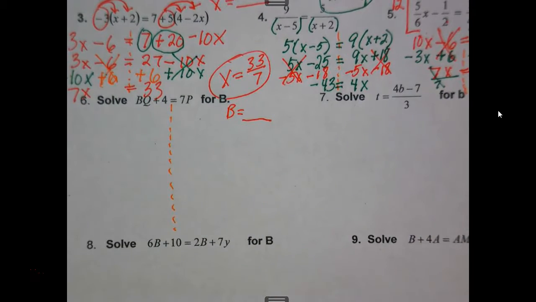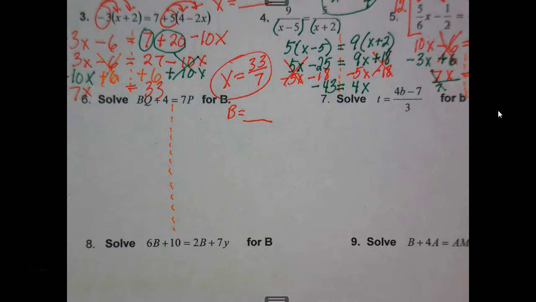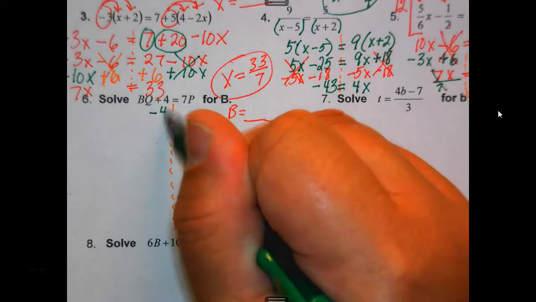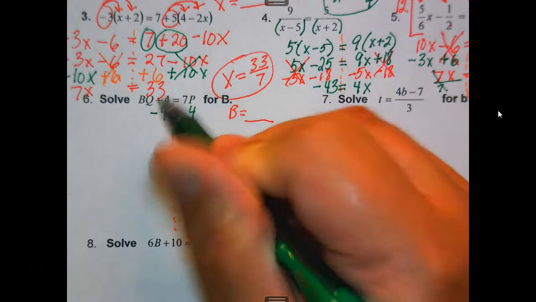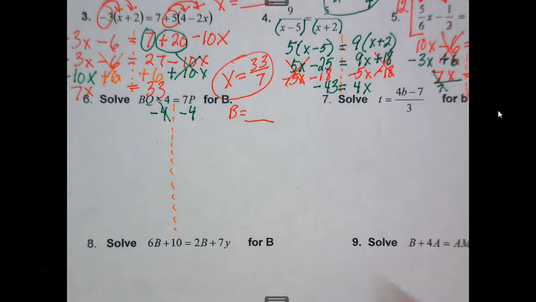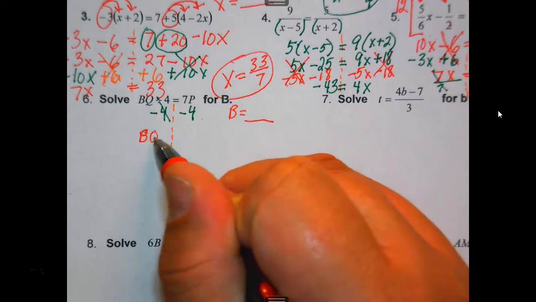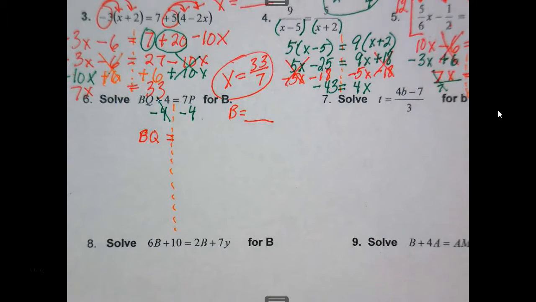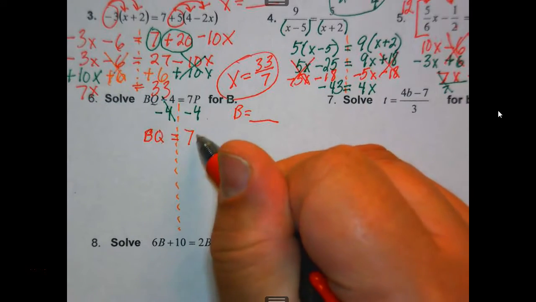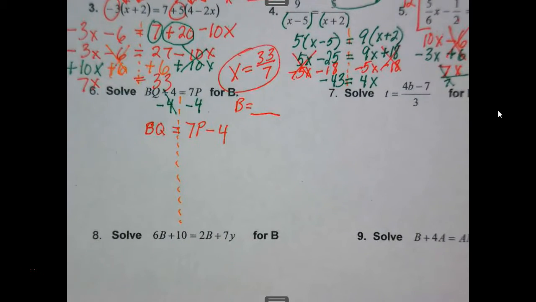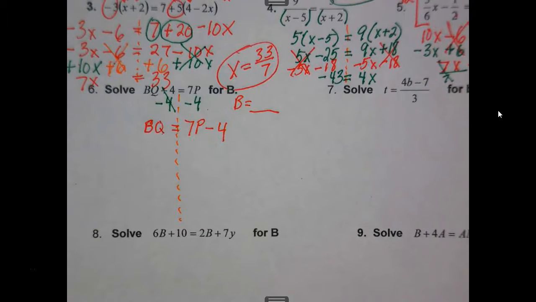I'm going to get the BQ term by itself, so I'm going to get rid of that 4 first. Subtract 4 from both sides. BQ equals 3P. If you put 3P down, I'm going to throw you out in the hall. They are not like terms. Do not subtract them.